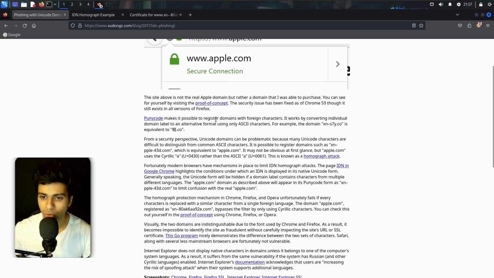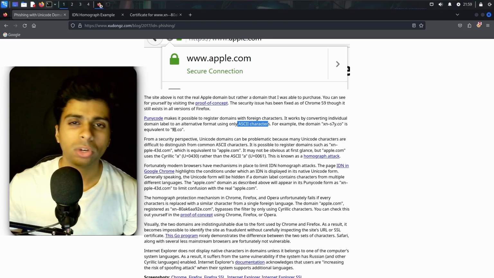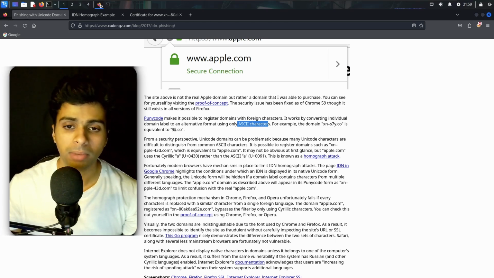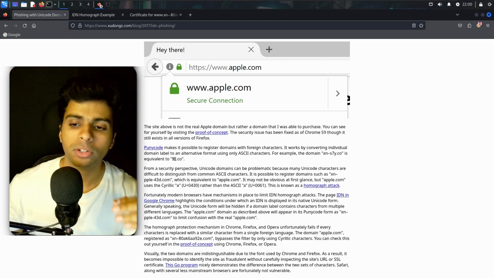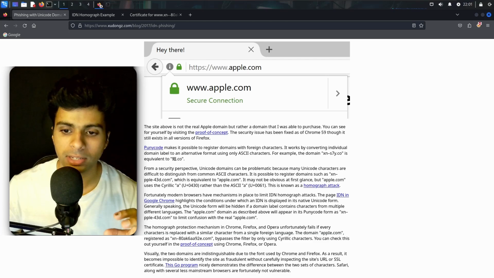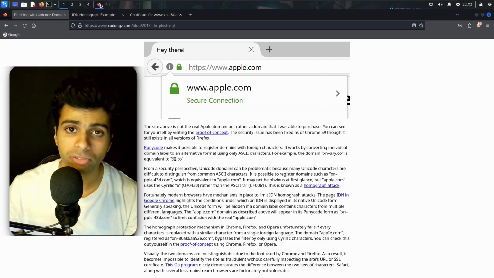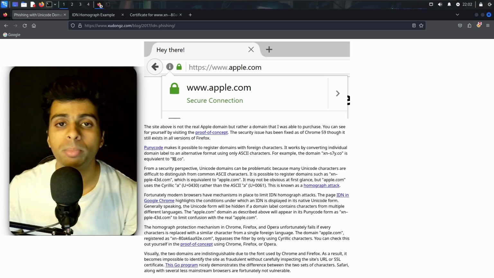Unicode makes it possible to register domains with foreign characters. It works by converting individual domain labels to an alternative format using only ASCII characters. So ASCII basically is a very limited character set. It includes only letters, numbers and hyphens. Initially, domains were only restricted to ASCII characters. This led to a lot of problems because ASCII only accommodates a very small fraction of the world's languages. So this made it very difficult for people who don't use Latin alphabets, and it was impossible to set up domains in their native language.